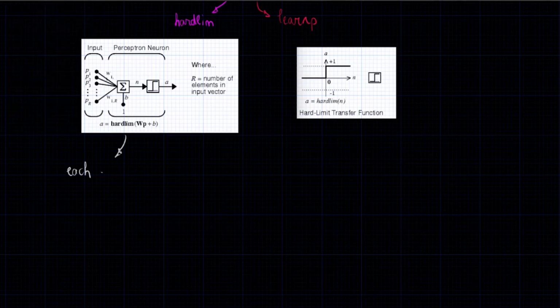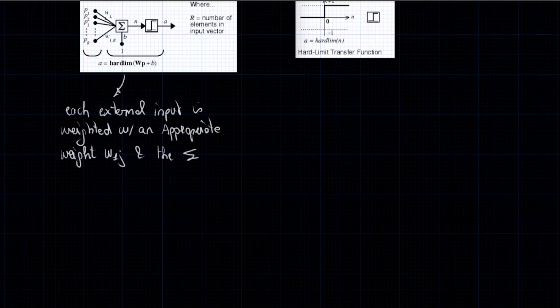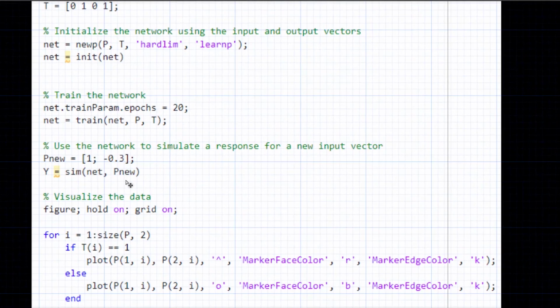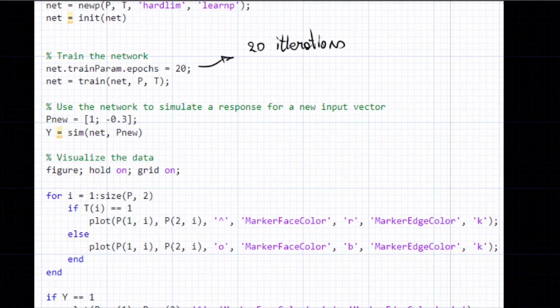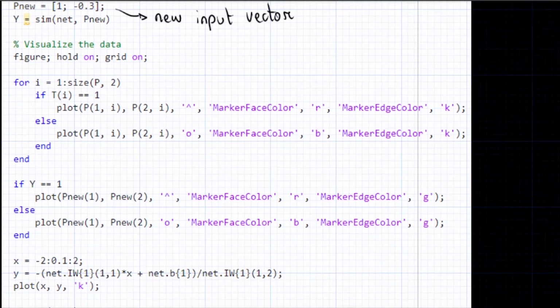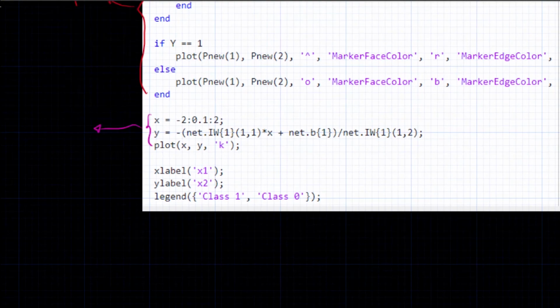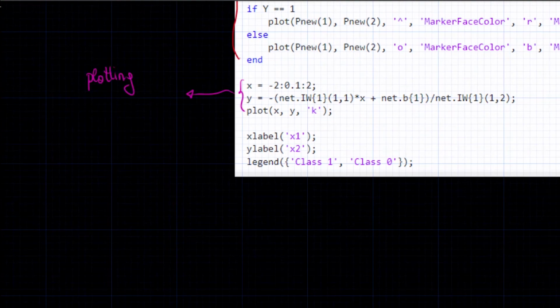So in the Perceptron each input is weighted with an appropriate weight W1, and then the summation of the weighted inputs is sent to the hard limit transfer function. The hard limit transfer function returns a 0 or 1. The net.trainParam.epochs means that we will use 20 iterations. This for loop is used to make the plot. And finally the decision boundary is written as a function of x.